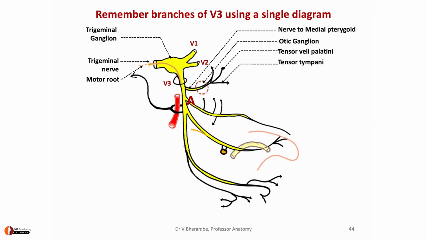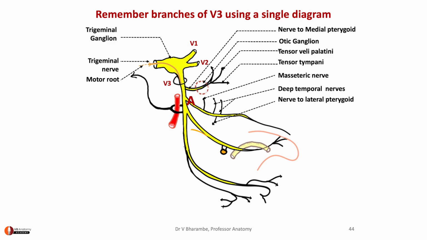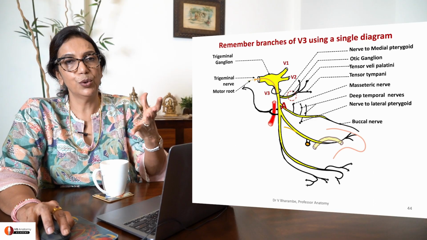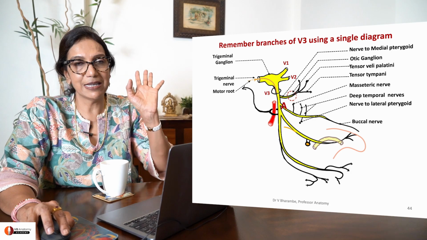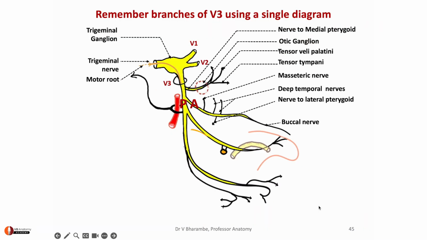The anterior division here gives rise to nerve to the masseter, masseteric nerve, deep temporal nerve supplying temporalis, and nerve to lateral pterygoid, supplying your lateral pterygoid muscle. And the leftover nerve is your buccal nerve. Okay, so 3 motor, 1 sensory. Clear? Let's now go to the posterior division of trigeminal nerve. This is wonderful. I hope you enjoyed.